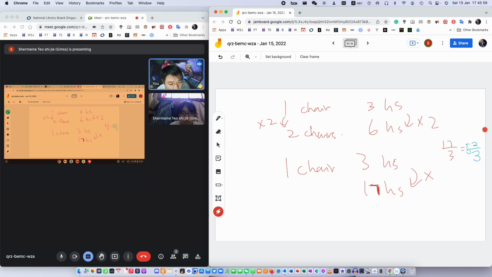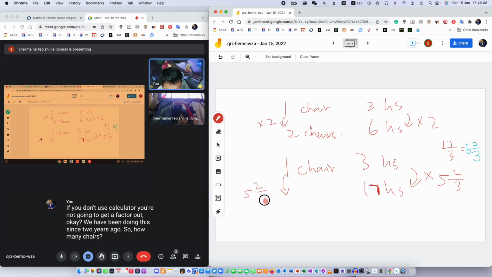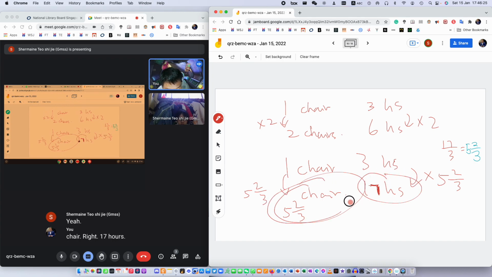If you don't use a calculator, you are not going to get the fraction out, okay? We have been doing this since 2 years ago. So how many chairs here? 5 over 3, right? 17 hours can make this many chairs, right? Can you make 2/3 chair or not? So you write down this, you have 5 2/3.